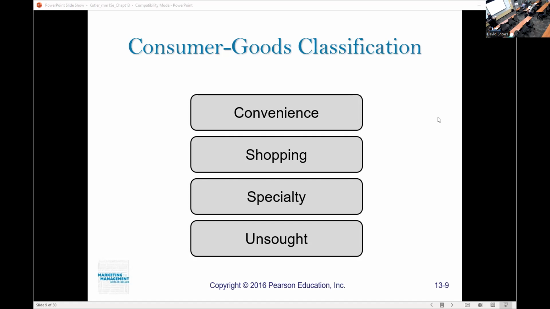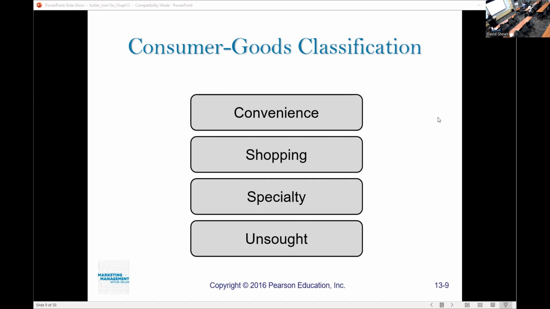Now, what Apple did in the mid 2010s is they started to release their products to places such as Walmart, but you won't go to Walmart to find the top of the line Apple products. You go there to find what they call their FMCG, their fast moving consumer goods, which are the iPads and the iPhones and the iWatches. Okay, so specialties. The last is what's known as an unsought good.